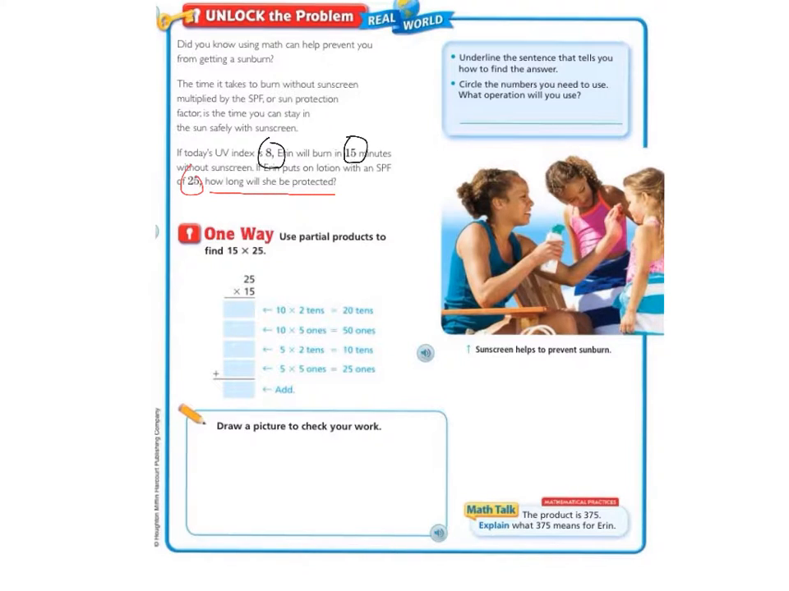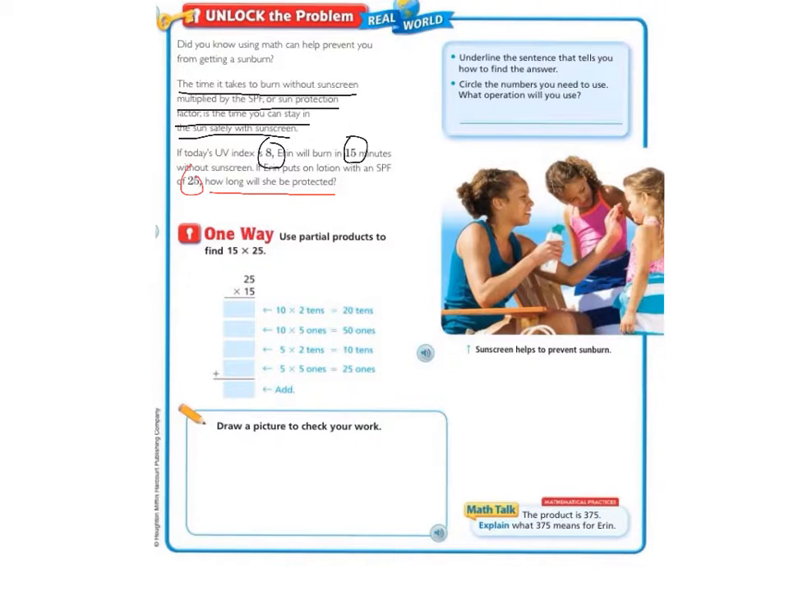Well, let's look at our blue box. It says we're going to underline the sentence that tells you how to find the answer. Okay, well, let's underline this. It says the time it takes to burn without sunscreen is multiplied by the SPF, or sun protection, to say how long you can safely stay in the sun.